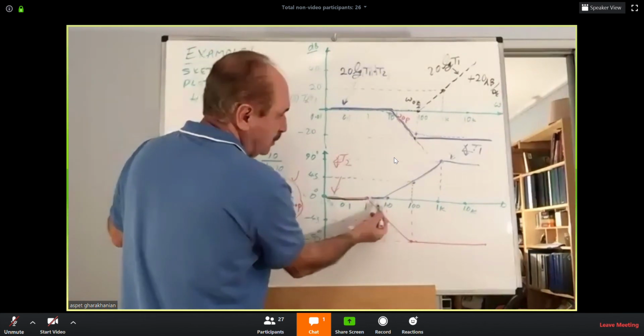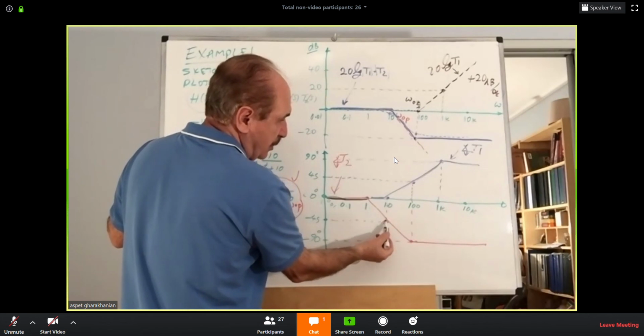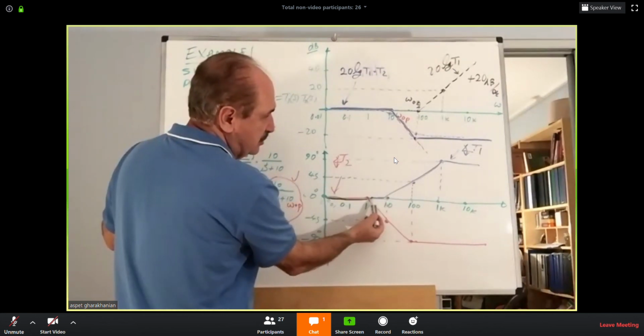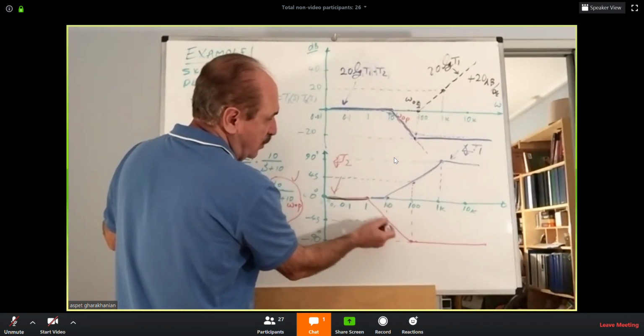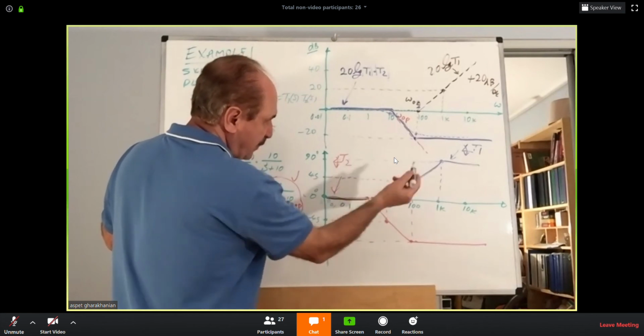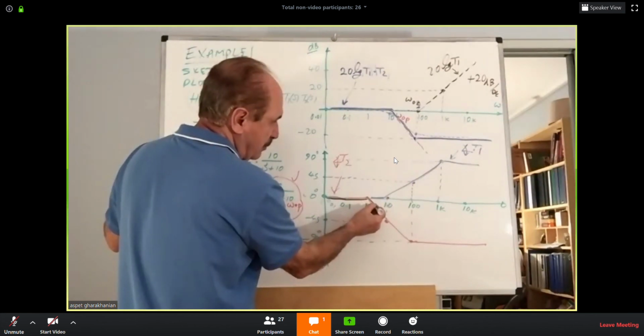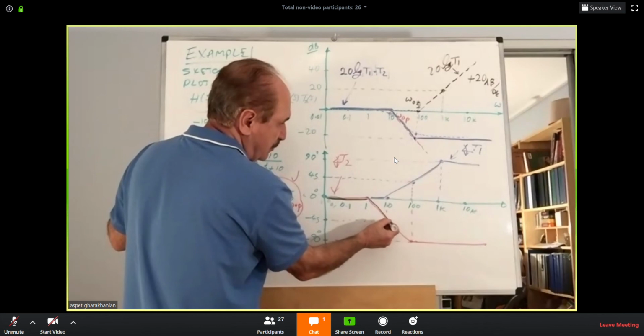From 1 all the way to 10, in this interval, notice the blue one is a 0, but the red one is going down. So the sum of the two functions will go down all the way to here.